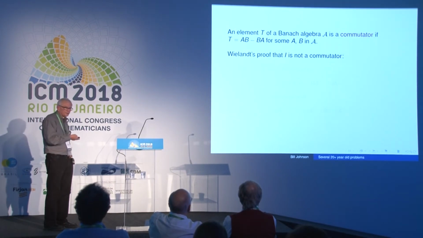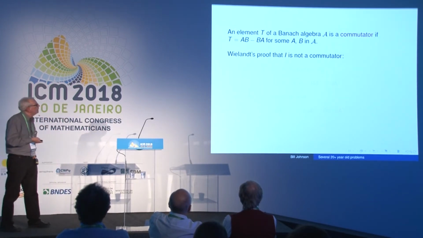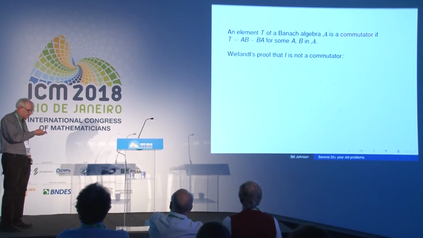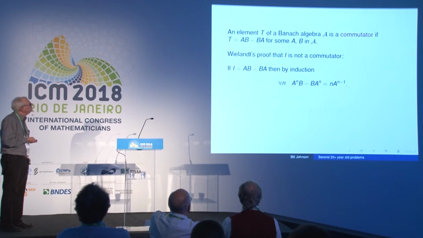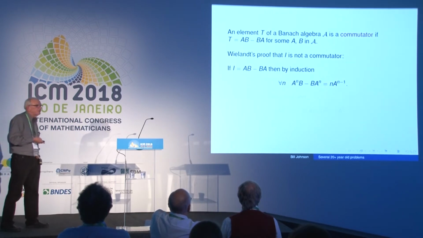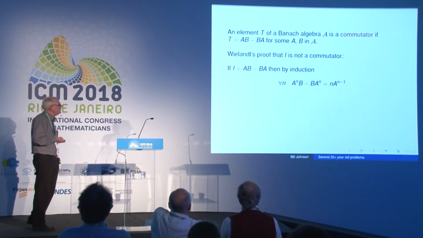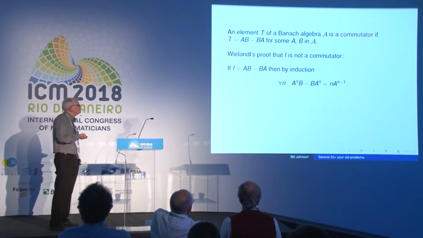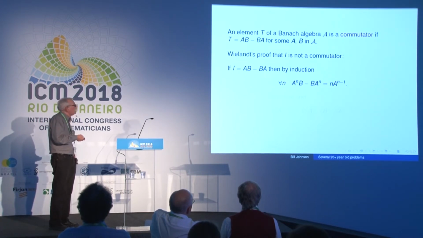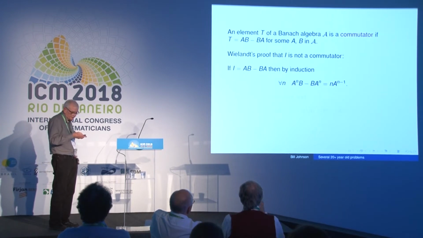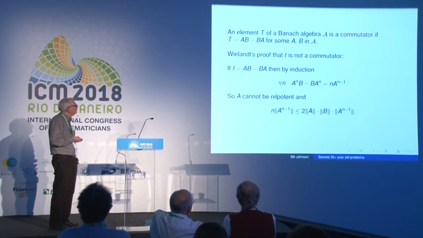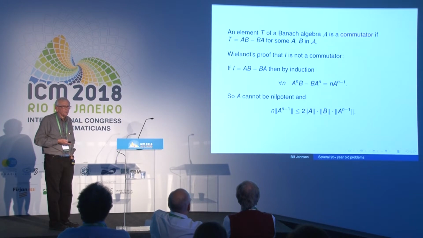Now let me give a proof, not Wintner's proof, but Wieland's beautiful proof that the identity is not a commutator in a Banach algebra. So let's assume the identity is a commutator of A and B. You give a very trivial induction to show this identity, and notice that if A to the n is 0, so is A to the n minus 1 from this formula. Therefore, A cannot be a nilpotent operator.